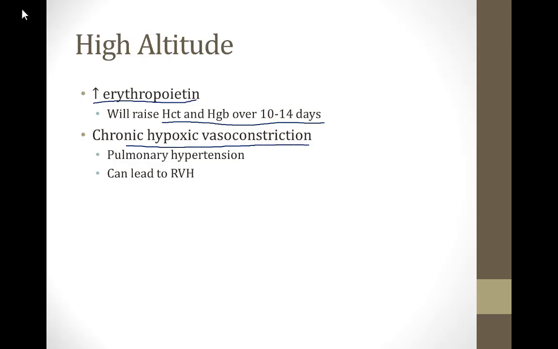So recall that the vessels in the lungs vasoconstrict to hypoxia. This is a mechanism to shunt blood away from underventilated portions of the lung. Well, if the entire lung vasoconstricts from low oxygen levels, you can get pulmonary hypertension, and over time, this can lead to right ventricular hypertrophy, and it can even lead to right heart failure, which is called cor pulmonale.